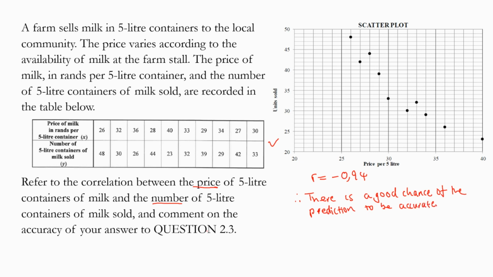Okay. So the closer the correlation coefficient is to -1, when you're talking about negative correlation, or the closer the correlation coefficient is to 1, when you're talking about positive correlation, the higher the chances of the prediction being accurate. Okay. That is our answer there for question 2.4.